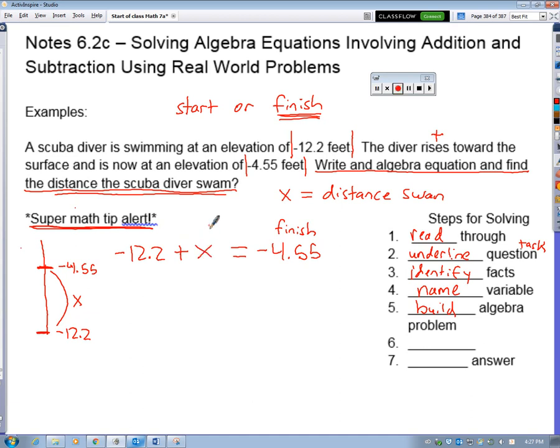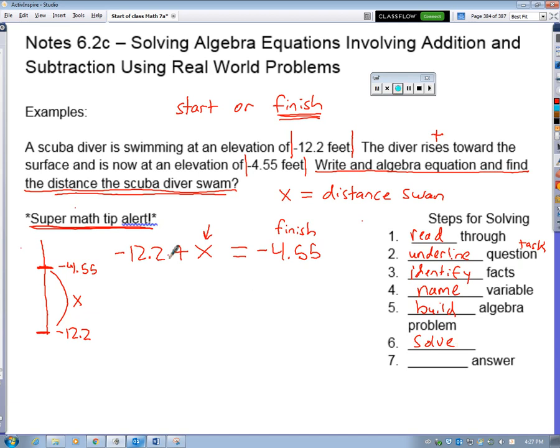So we're going to add a certain amount of feet. This is our variable. We're going to add a certain amount of feet to get to this number right here. It kind of makes a story. He was swimming here, he swam up toward the surface, now he is here. Perfect. We just set up this algebra problem. Now we're going to go about solving this, just like we have been doing.